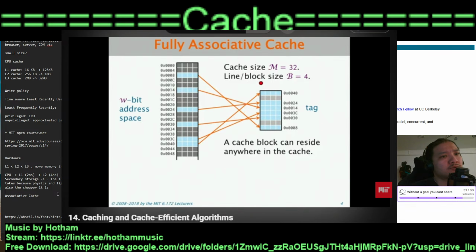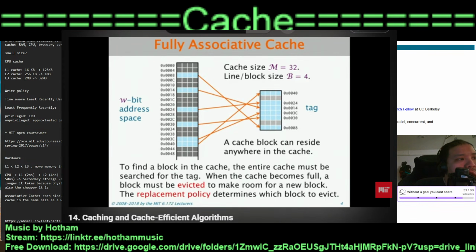So basically, a block can map to anywhere in the cache. And here we're also assuming a cache size of 32 bytes, so in total it can store 8 cache lines since a cache line is 4 bytes.